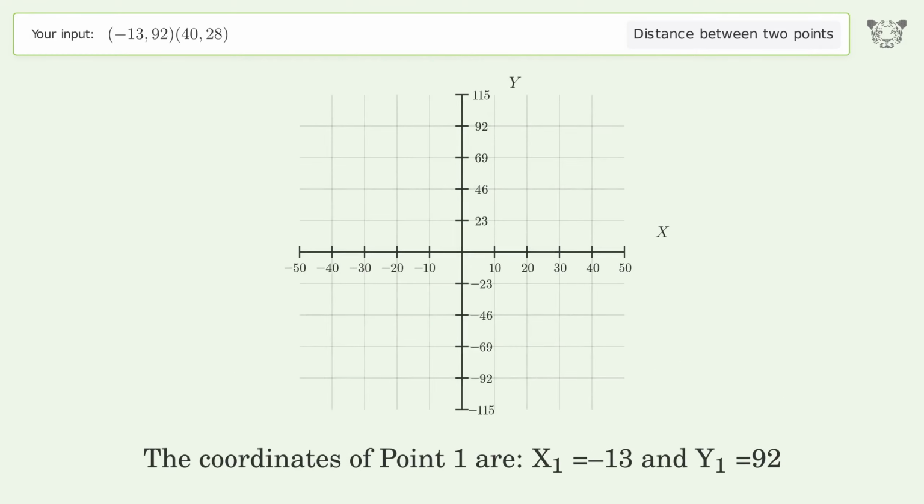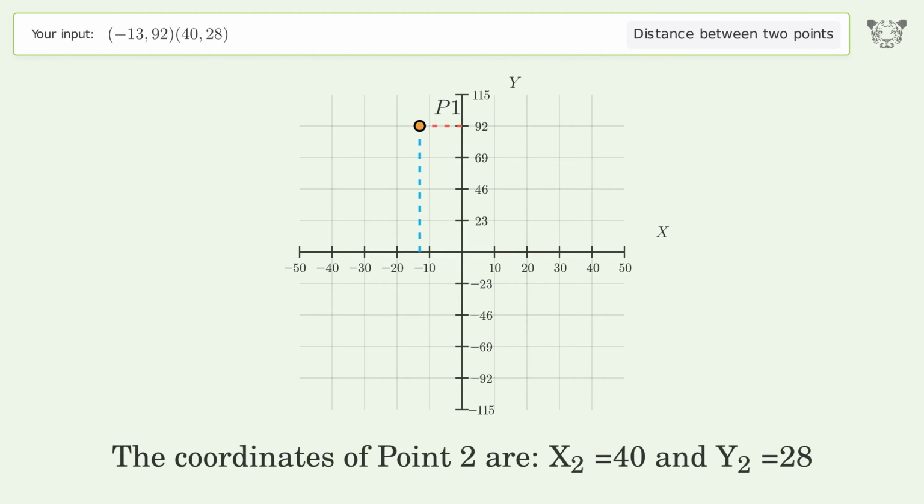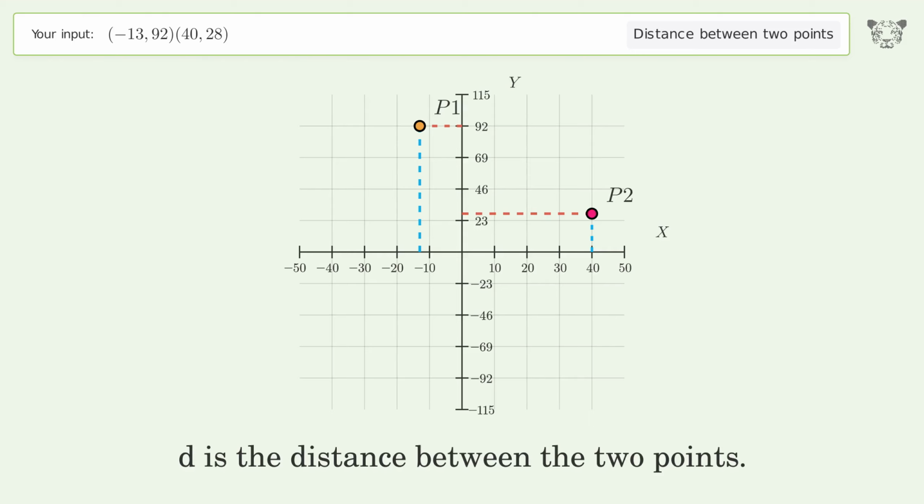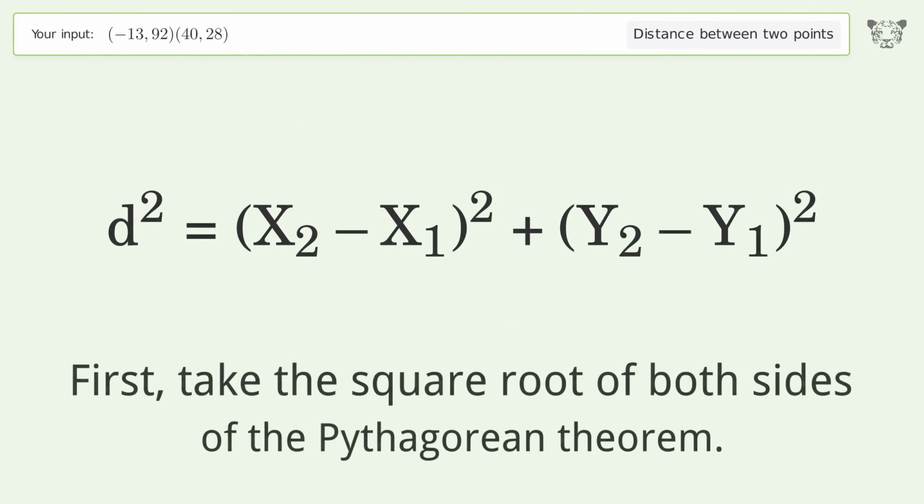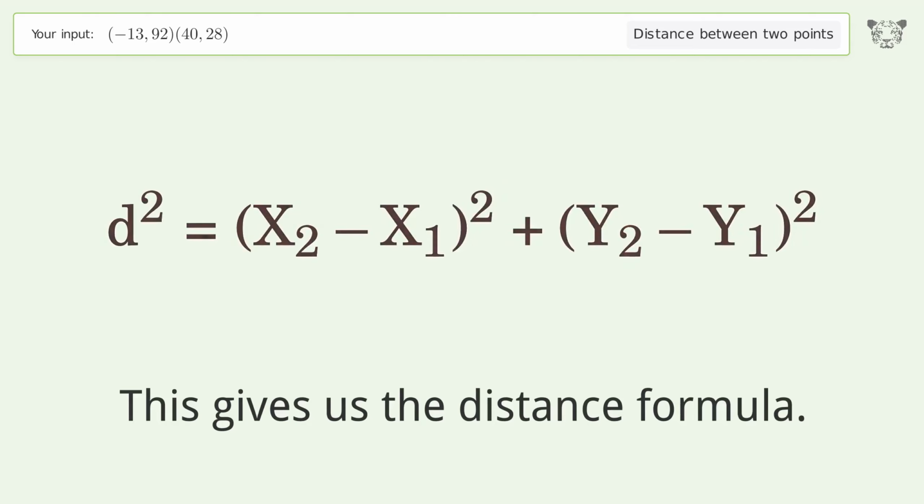The coordinates of point 1 are, x1 equals -13 and y1 equals 92. The coordinates of point 2 are, x2 equals 40 and y2 equals 28. D is the distance between the 2 points. First, take the square root of both sides of the Pythagorean theorem. This gives us the distance formula.